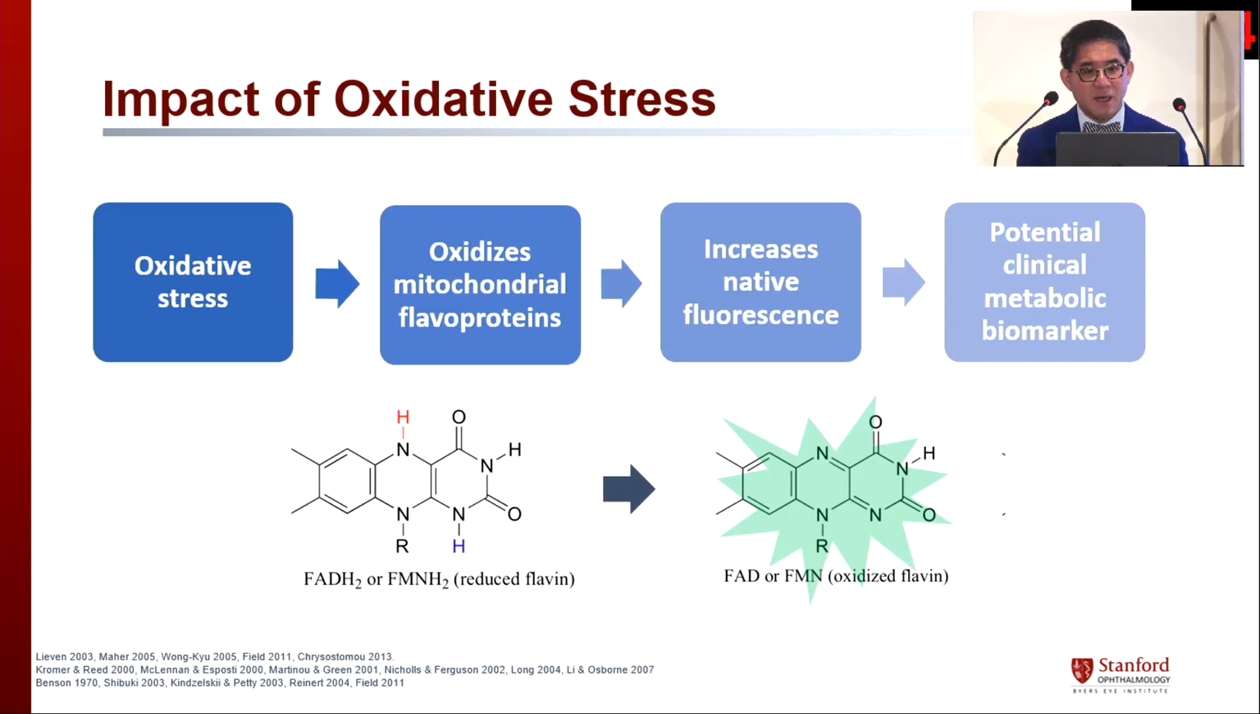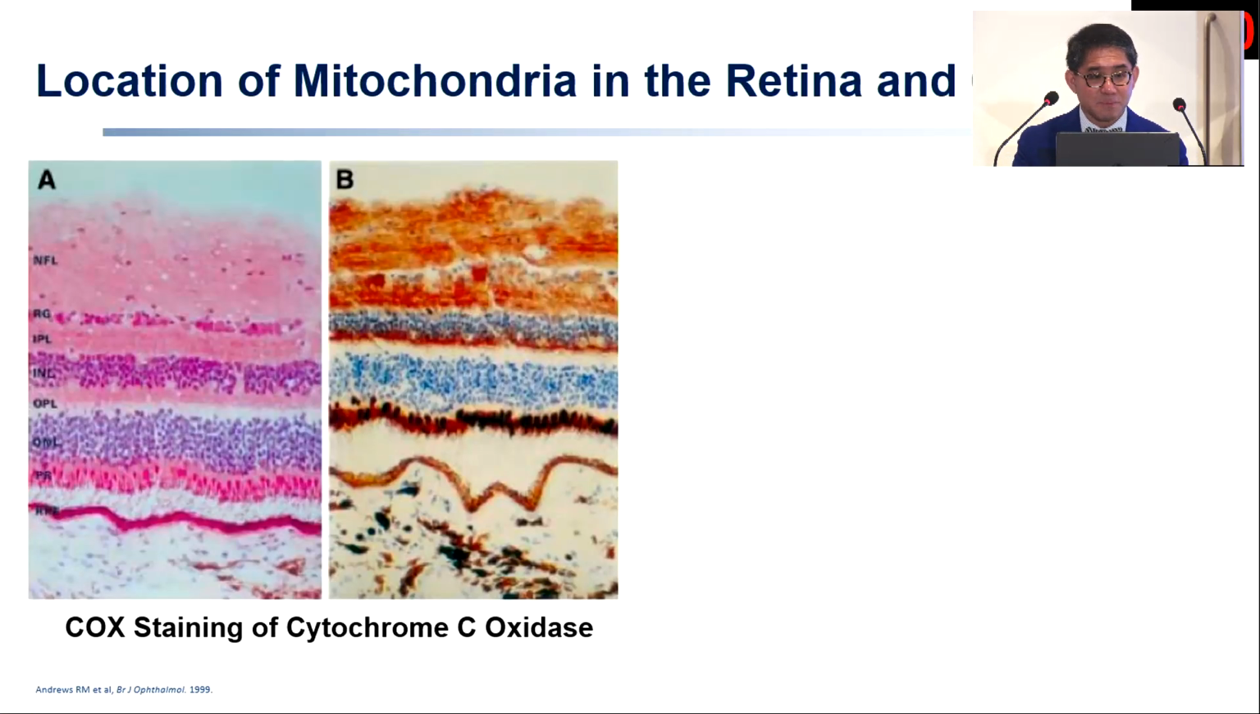Oxidative stress leads to mitochondrial flavoprotein being produced, increased native fluorescence, and potential clinical metabolic abnormality. As you can see, there are reduced flavins, and then when they activate, that's an oxidized flavin that we now try to measure with this aspect.